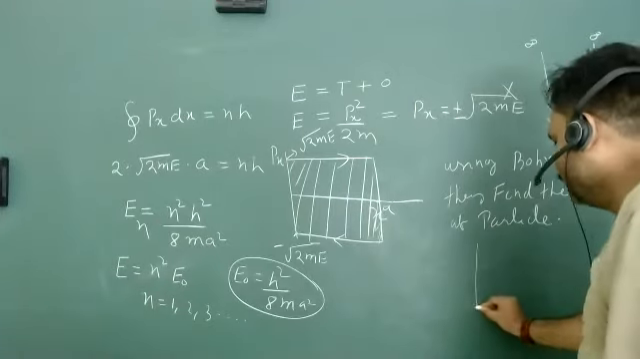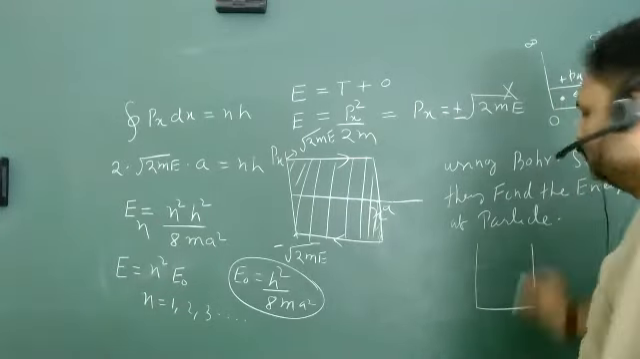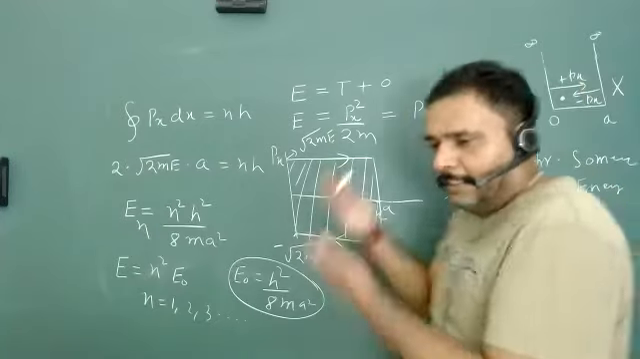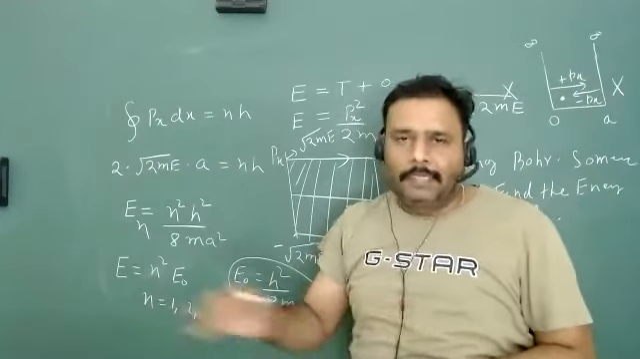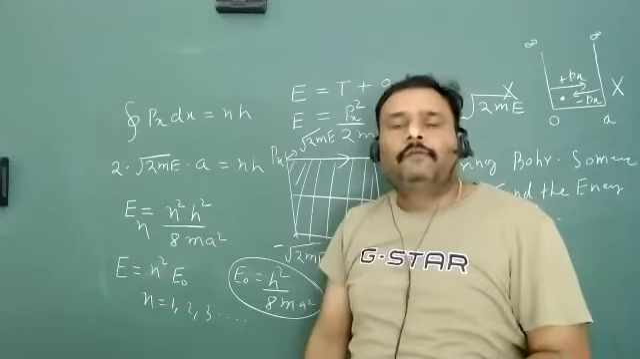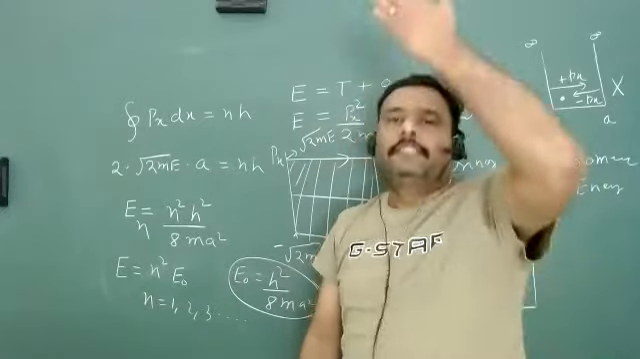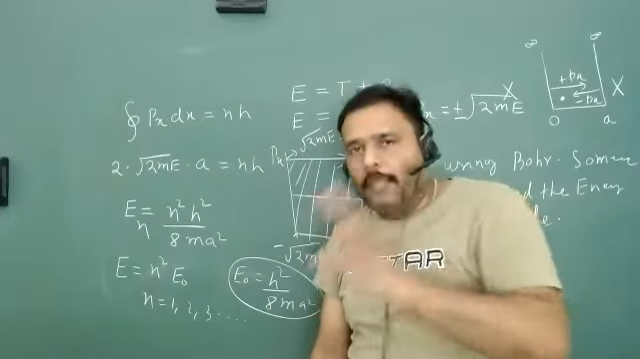What is the possible energy according to Bohr-Sommerfeld theory? Not all values of energy. In classical mechanics, if you fix a particle in a one-dimensional box, what will you get? You can get any value of energy between 0 and infinity. But what will you get here?